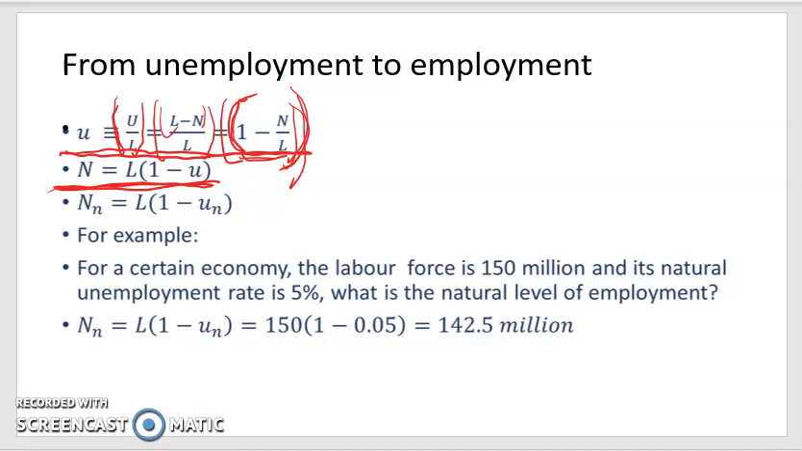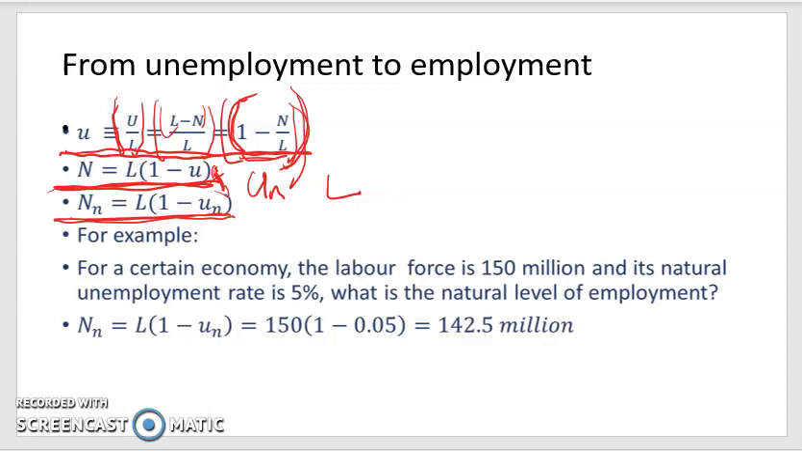If the natural rate of unemployment is represented by UN and labor force is represented by L, then the natural level of employment is given by the equation. That is basically imposing the previous employment equation at its natural level, where the natural level of employment is equal to the labor force times 1 minus the natural rate of unemployment. This simply emphasizes the relationship between employment, labor force, and unemployment rate. This equation can be used to calculate the natural level of employment in the economy.